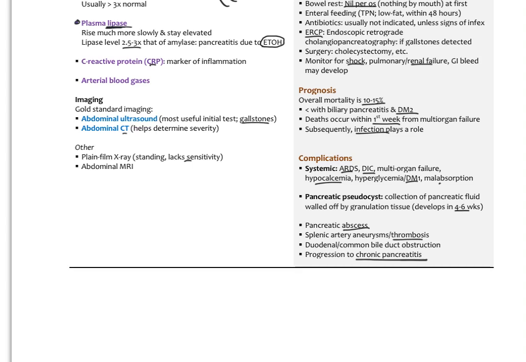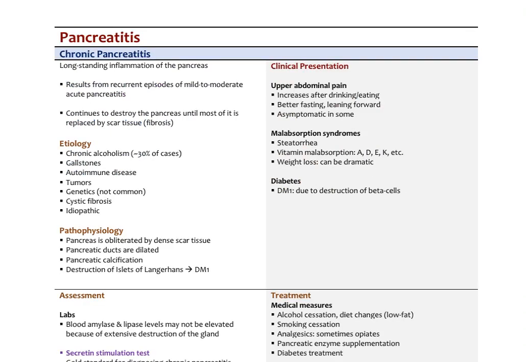So that's it for acute pancreatitis. Gives you a little idea about maybe what to look for and what the typical workups and treatments are. So with chronic pancreatitis, this is long-standing inflammation of the pancreas.